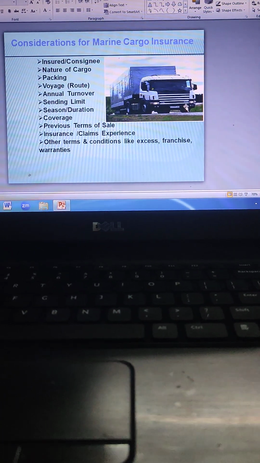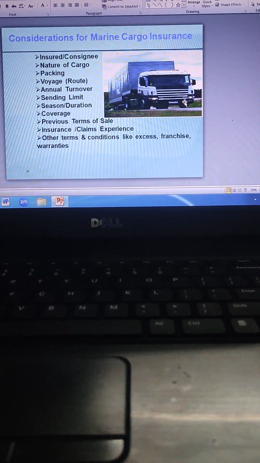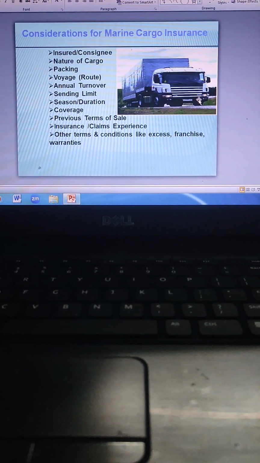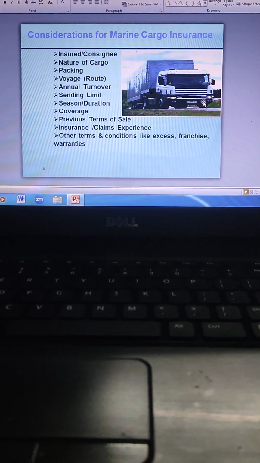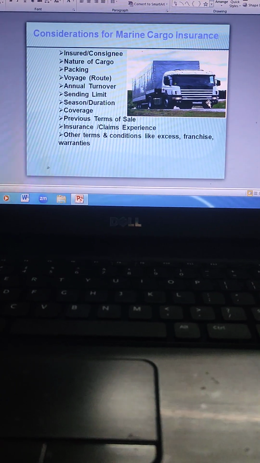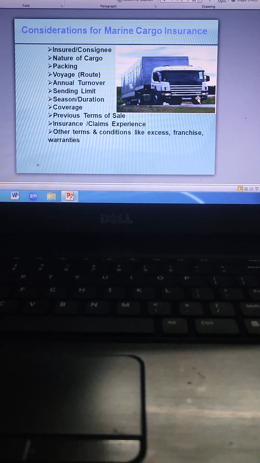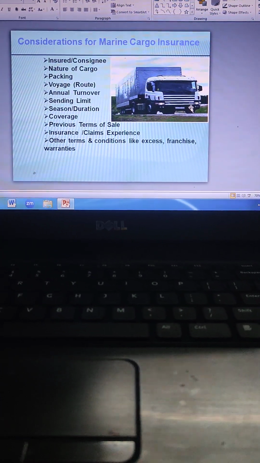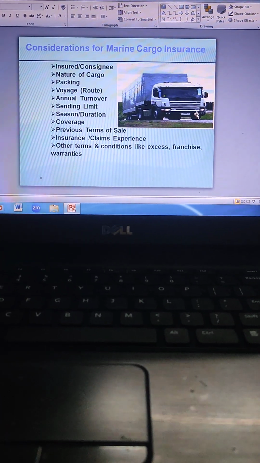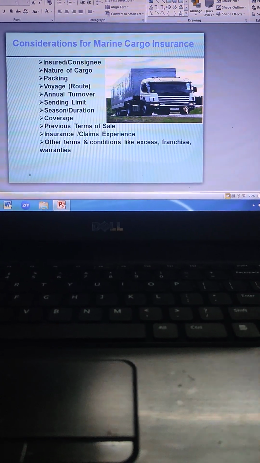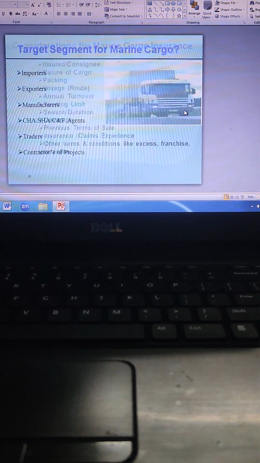So considerations of marine cargo insurance are: who is the insured and consignee, what is the nature of cargo, packing, voyage, means, what is the route, annual turnover, sending limits, season and duration, coverage, previous terms of sales, insurance or claim experience, other terms and conditions like excess, franchise and warranties.